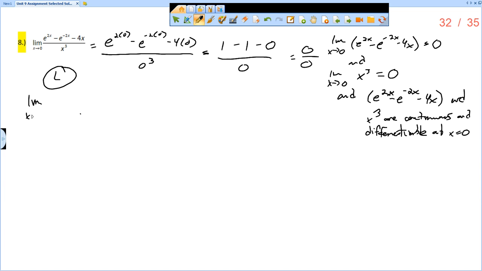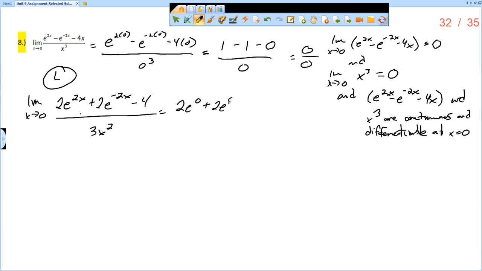So limit as x approaches 0 of derivative of e to the 2x, that would be e to the 2x times 2. So 2e to the 2x minus derivative of e to the negative 2x, which would be negative 2e to the negative 2x. And so that becomes plus 2e to the negative 2x minus 4, all divided by 3x squared, right? So now I would reevaluate 2 times e to the 0 plus 2 times e to the 0 minus 4 over 3 times 0 squared. So I end up with 2 plus 2, 4 minus 4 is 0 over 0.